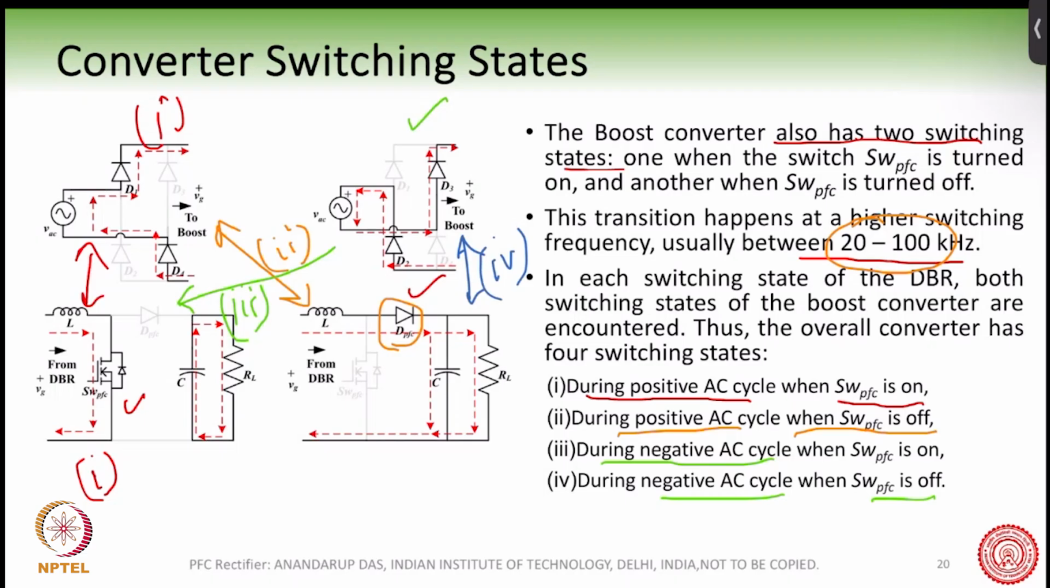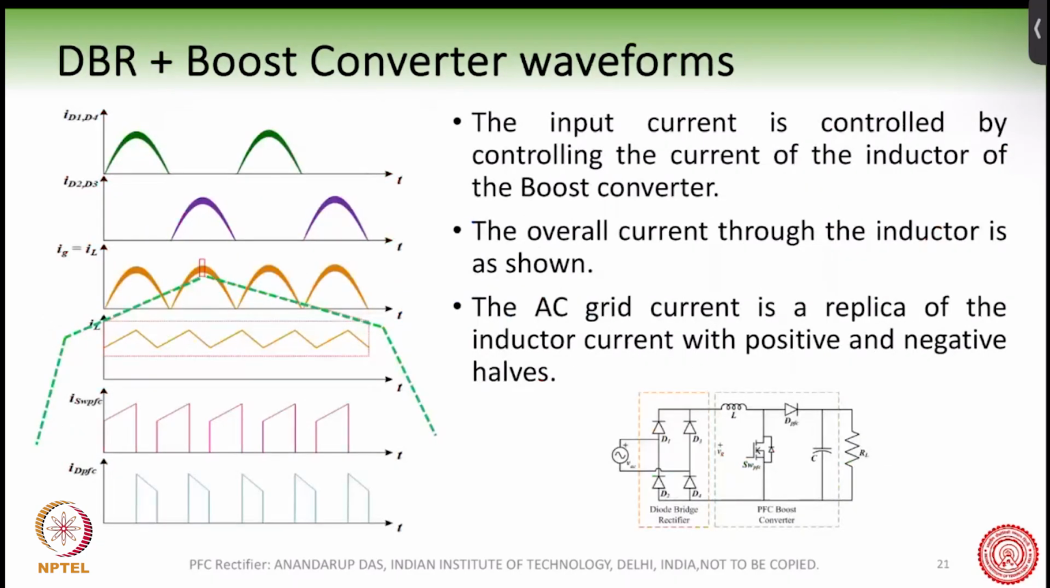So we have all these four switching states possible in this converter. We can analyze the first one, then the first and second, and then we will see very easily the third and fourth, because the third and fourth are like a replica of the first and second. Okay, let us go back to the slides.